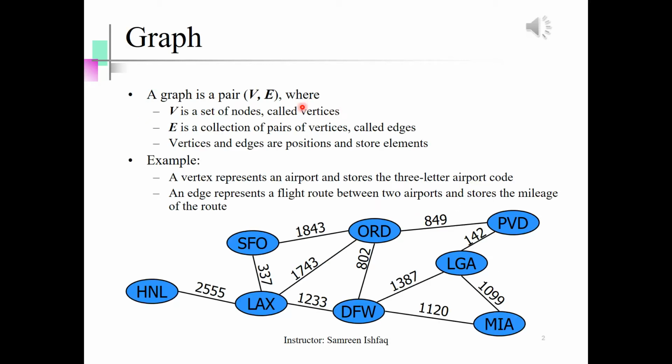So, what is a graph? A graph is a pair of V and E, where V is a set of vertices and E is a set of edges connecting the pairs of vertices. For example, a vertex represents an airport and stores the three-letter airport code. In this graph, SFO, ORD, and PVD are the airport codes, and these are the vertices, while an edge represents a flight route between two airports and stores the mileage of the route. In this example, the mileage between SFO airport and ORD airport is 1843.